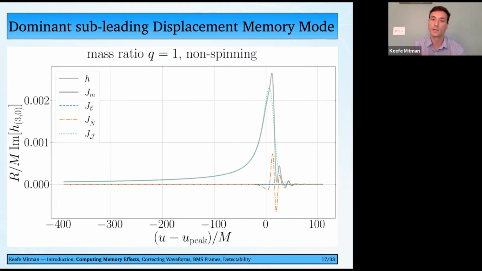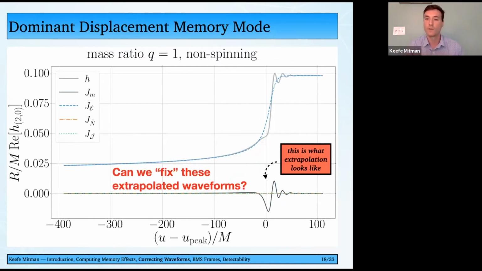Many of these waveforms in the catalog don't have the information to run CCE. So the natural question is, is there some way we can fix the extrapolated waveforms? When we look at this picture, it looks like the extrapolated waveform is exactly equal to the Bondi mass charge term from these balance laws. So could we just compute this energy flux term and just add it on?